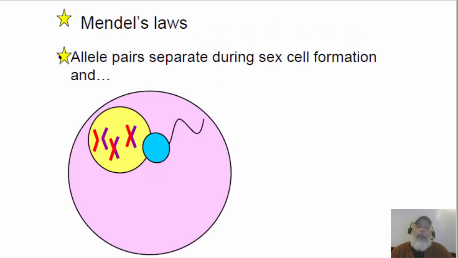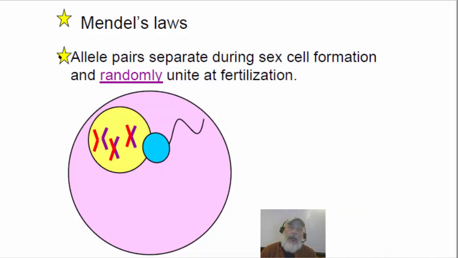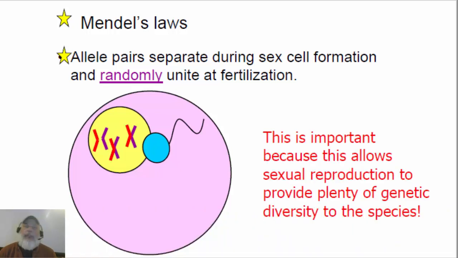All right, now let's move to what's called Mendel's laws. Mendel's laws tell us that allele pairs will separate during sex cell formation. So during meiosis, the chromosomes are going to separate, and not only that, they are going to randomly unite at fertilization. So we're going to get a whole bunch of different possibilities. There's not just one type of sex cell. This is important because it allows sexual reproduction to provide genetic diversity to the species. The random mixture of traits is going to allow a whole bunch of different traits to be possible and allow a whole lot of genetic diversity.